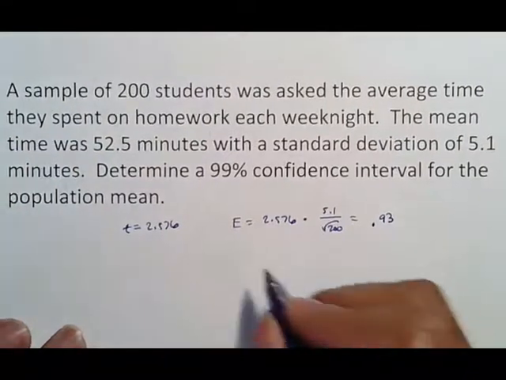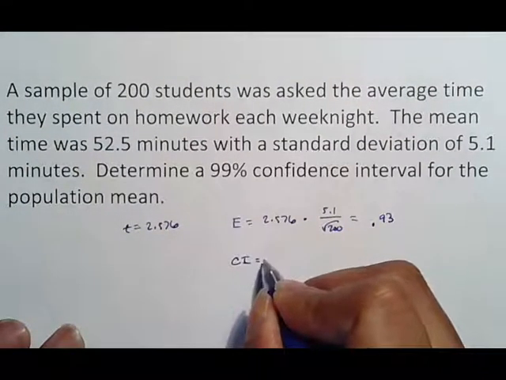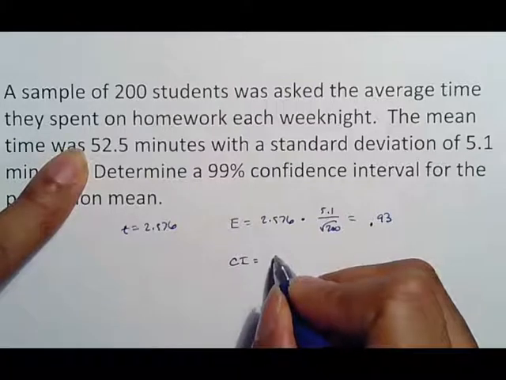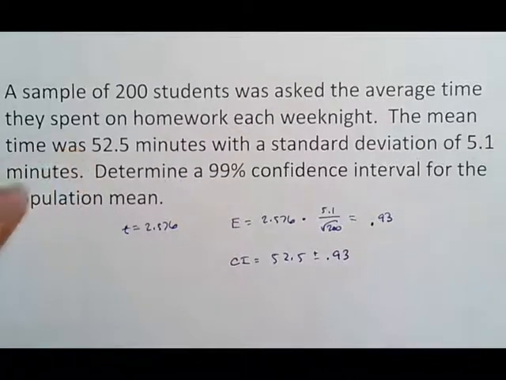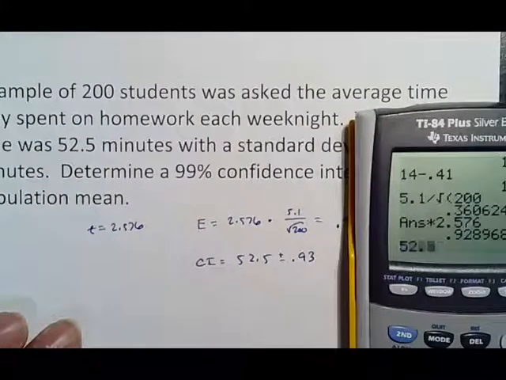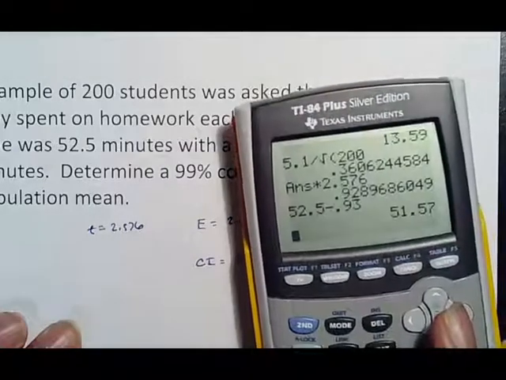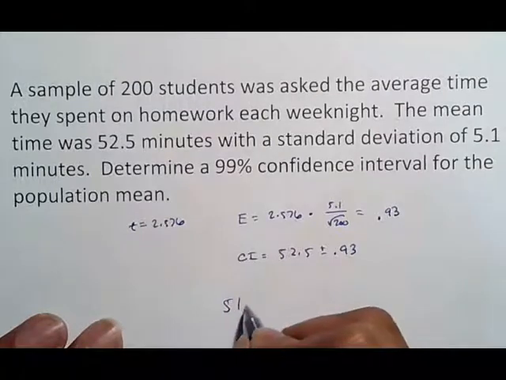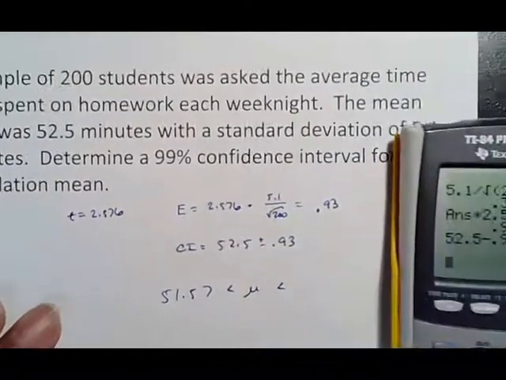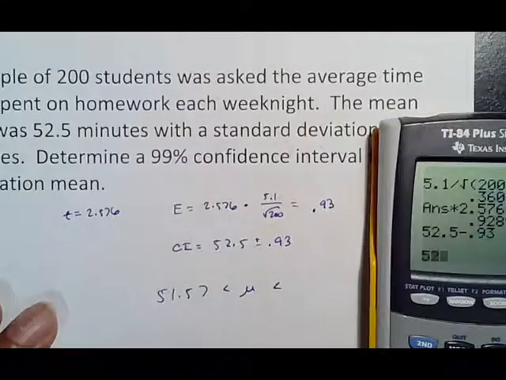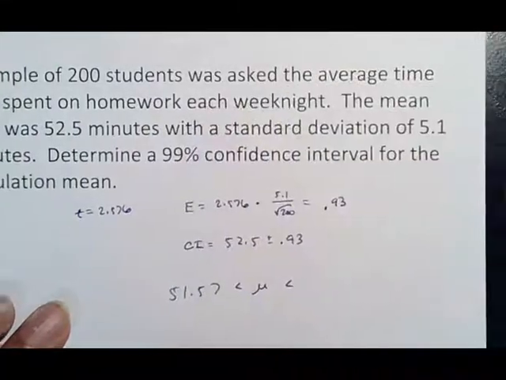And so what I am looking for in terms of your confidence interval is your mean, which is 52.5, plus or minus 0.93. And so I do 52.5 minus 0.93, which gives me 51.57, less than your mean, which is less than 52.5 plus 0.93, which is 53.43.